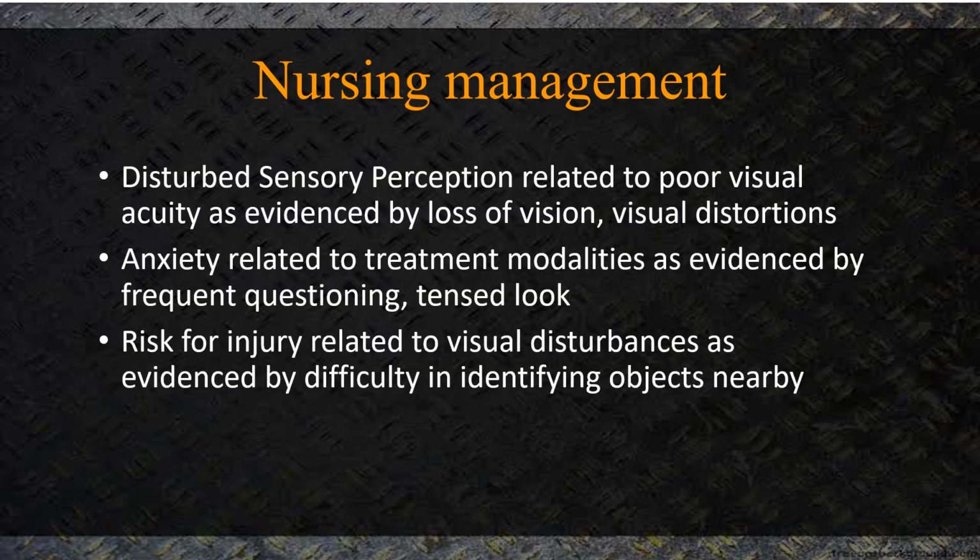As we are nurses, we should also see the nursing management. In nursing management, we have the nursing diagnosis. I have written 3, but you can write more for such kind of cases. First one is disturbed sensory perception related to poor visual acuity as evidenced by loss of vision, visual distortion. Second is anxiety related to treatment modalities as evidenced by frequent cautioning, tensed look. Third, risk for injury related to visual disturbances as evidenced by difficulty in identifying objects nearby.